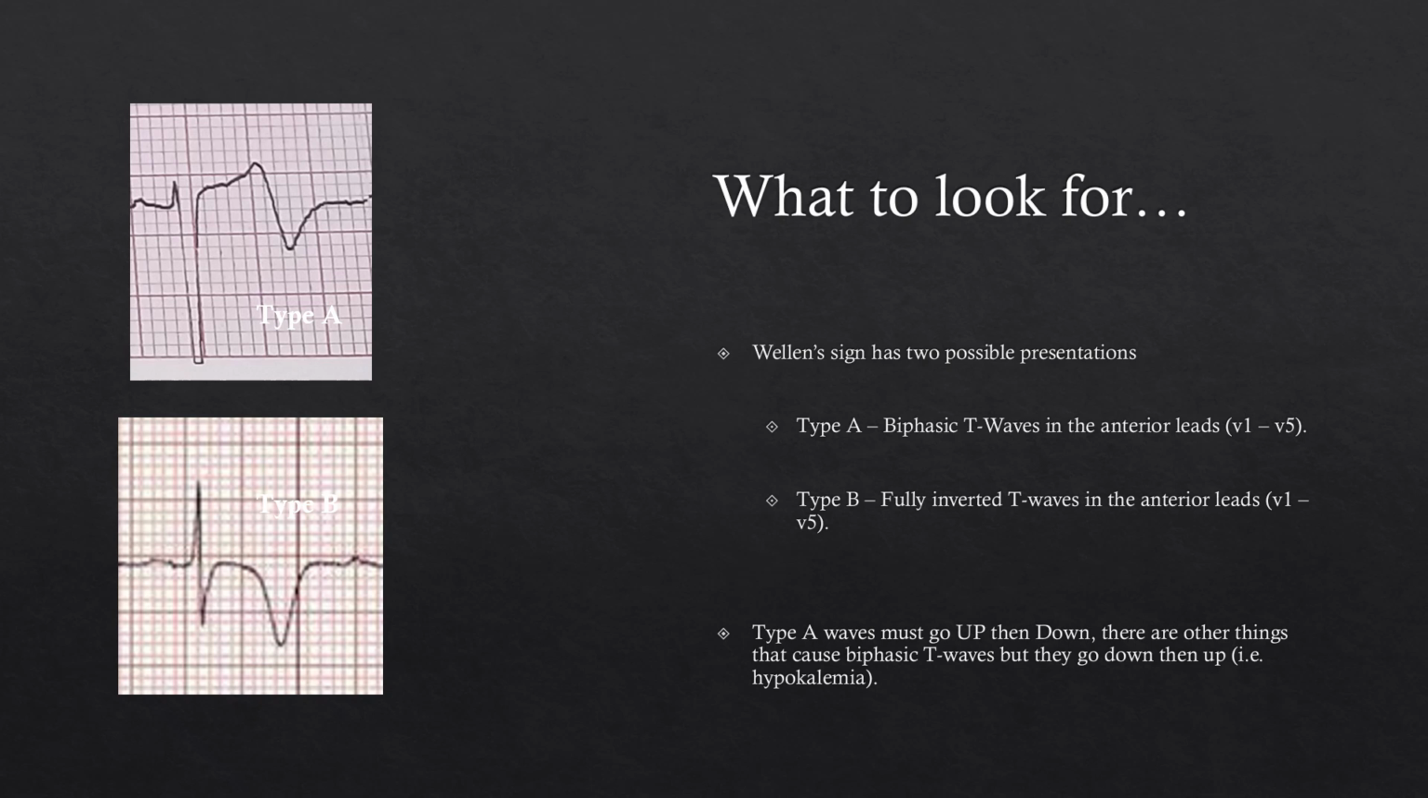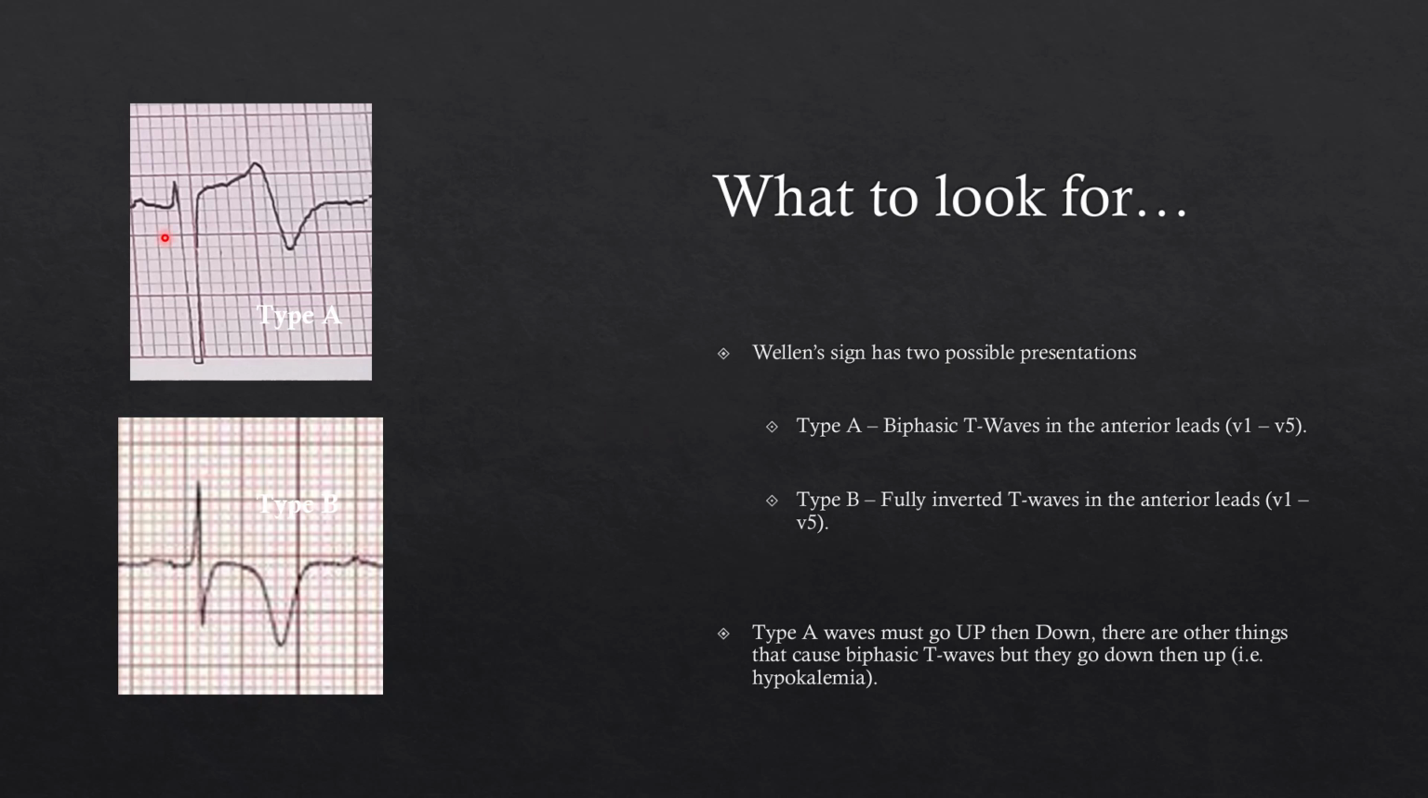So what to look for? There's actually two types. There's type A and type B. Type A is the biphasic T-wave pattern that goes up and then down. That's the key hallmark to it. There are other biphasic patterns that go down and then up. Hypokalemia is an example. Digoxin is another example. The hallmark to type A Wellens is that it goes up and then down. In type B, you just have complete inversion of the T-wave. It should be deep and symmetric, just as you see there.